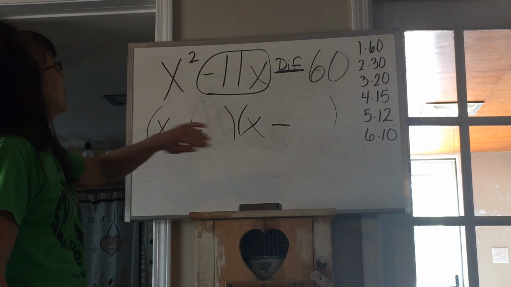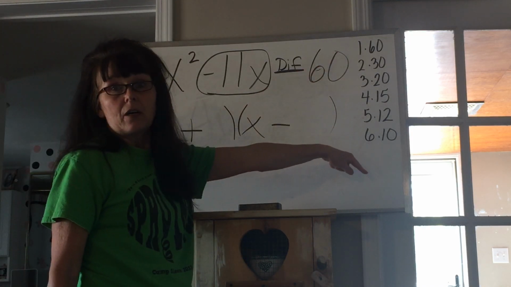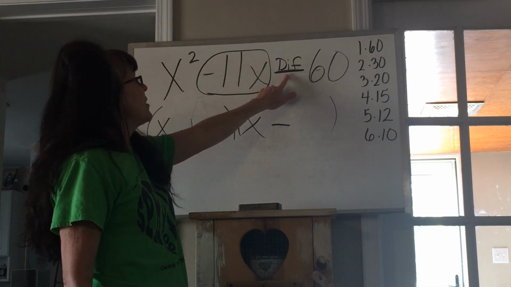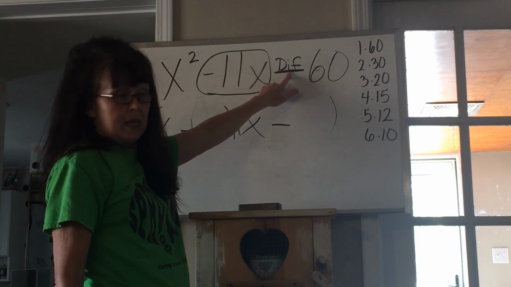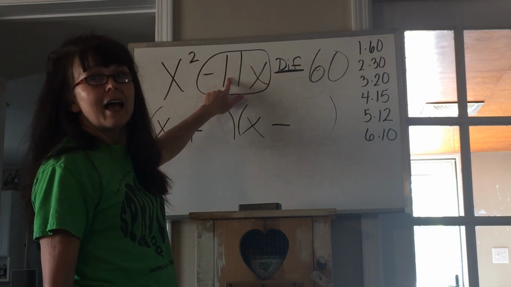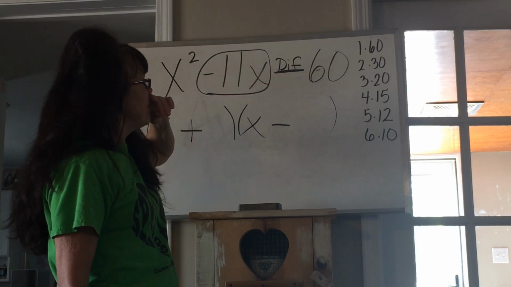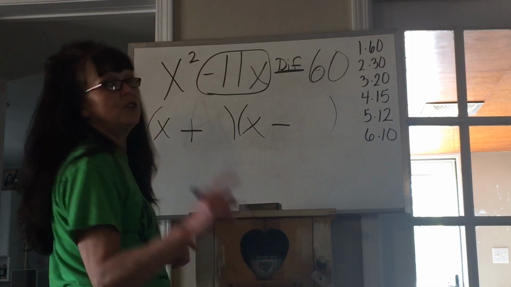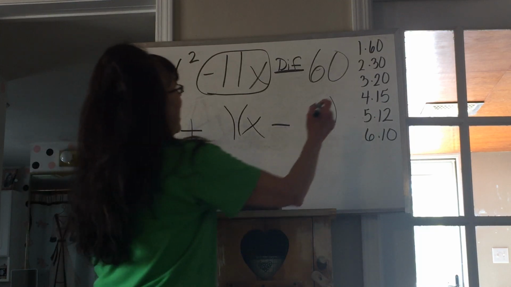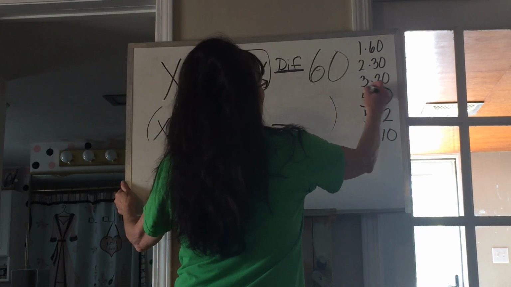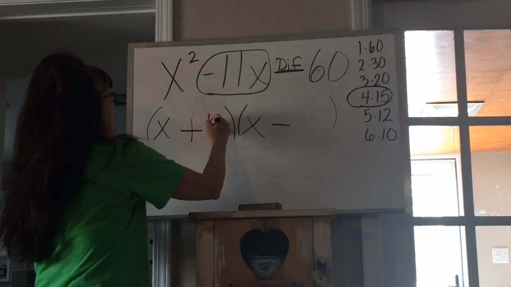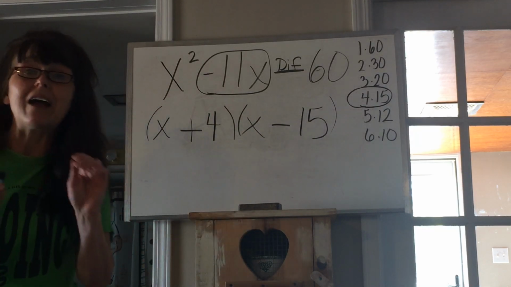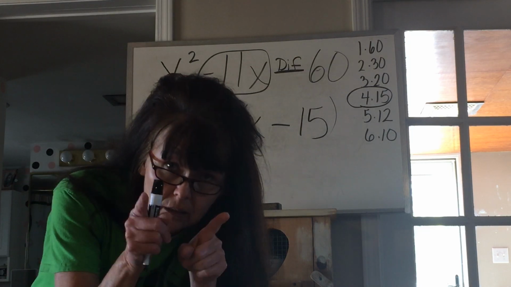Okay, so let's see here. Which combination over here gives me 60 when I multiply them, but when I subtract them, it gives me that middle number, 11. Okay, oh, I see it. Do you see it? 4 times 15. And I'm going to put the 4 here and the 15 here, and if that doesn't work out, I will switch my signs.